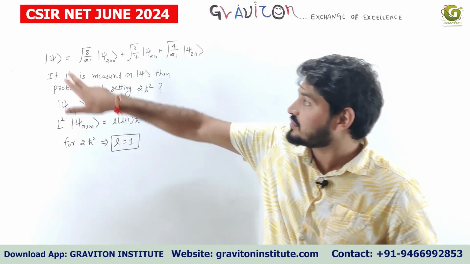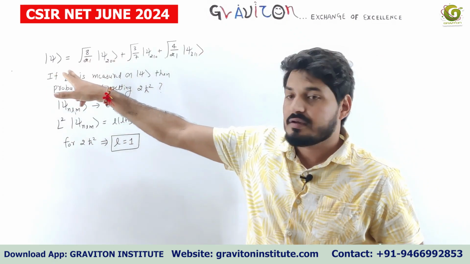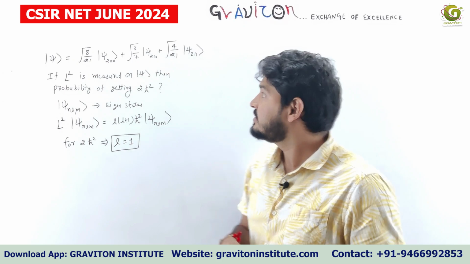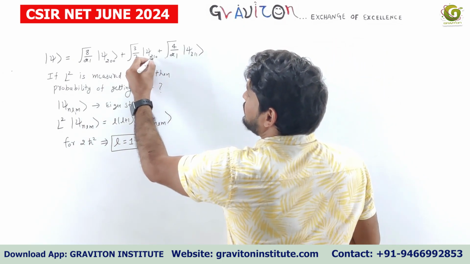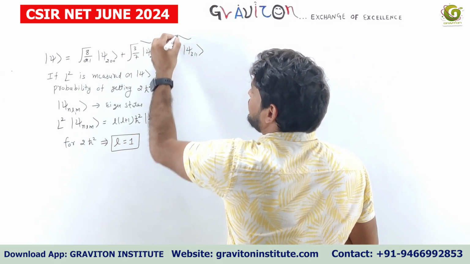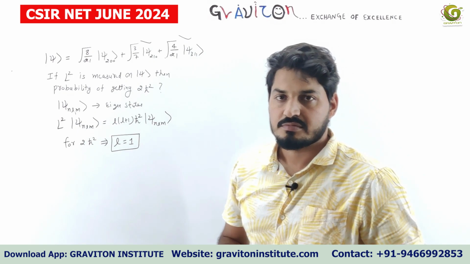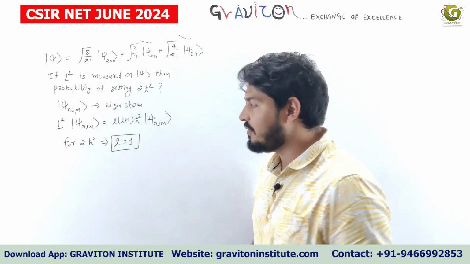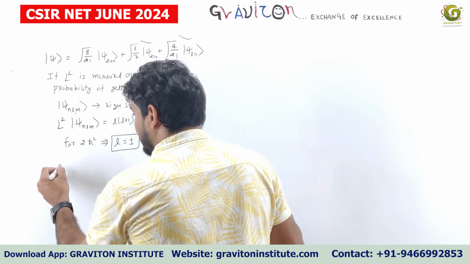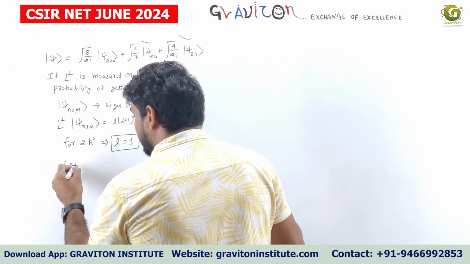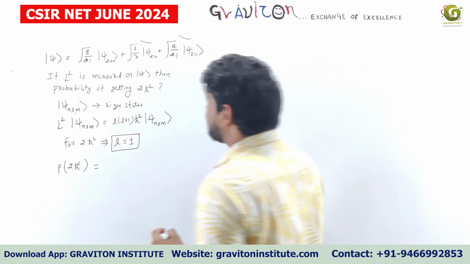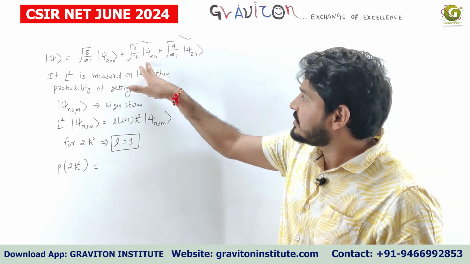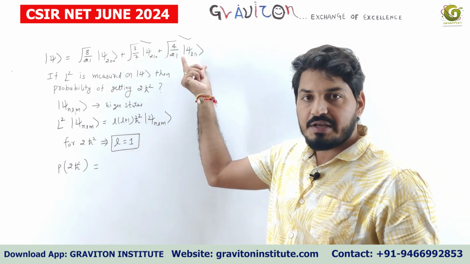Now just see this one. Where do you get l equal to 1? You see l is equal to 1 in this term, and l is equal to 1 in this term. It is appearing in two terms. Now you can directly find out the probability of 2ħ square. So very simple. For this term and this term, the combined probability we can find out.